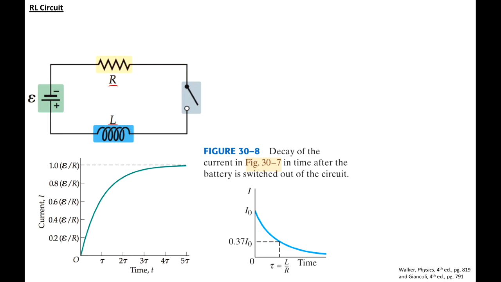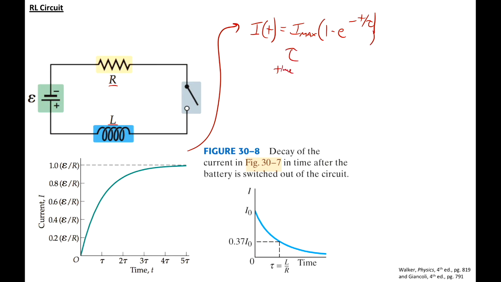So the equations that we had for capacitors in these circuits are basically the same as for this. We could say, first of all, during this phase, that curve is described by this. The current as a function of time is going to be I max times 1 minus e to the minus t over tau, where tau is the time constant, and it's equal to L over R, where L and R could be any combination of inductors and resistors in the circuit. I max is going to be V over R, according to Ohm's law.